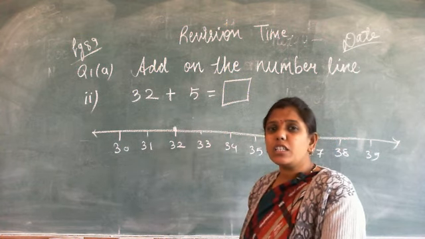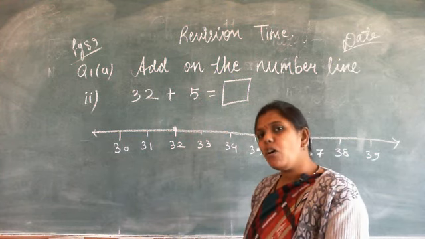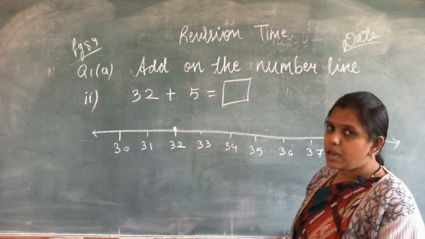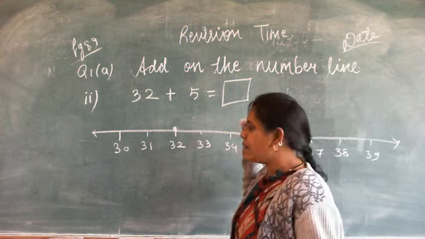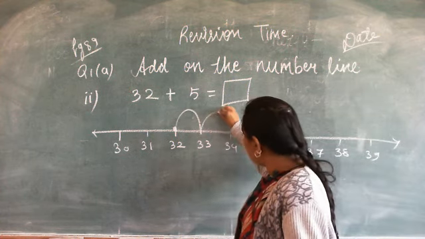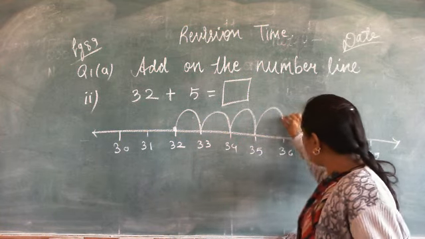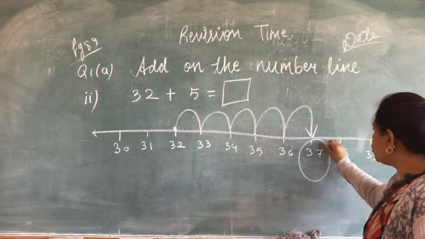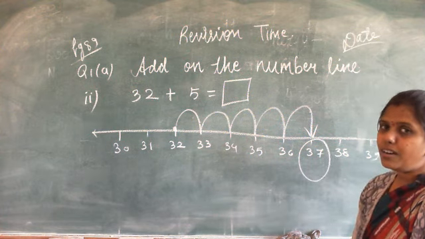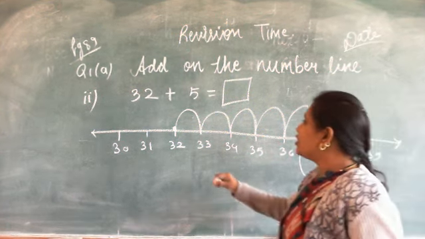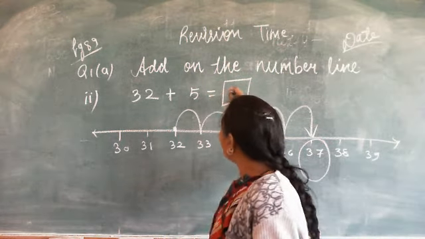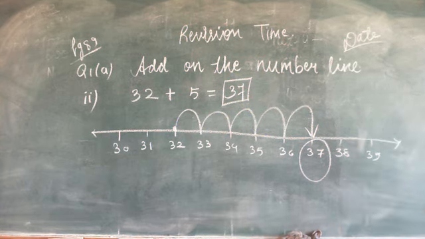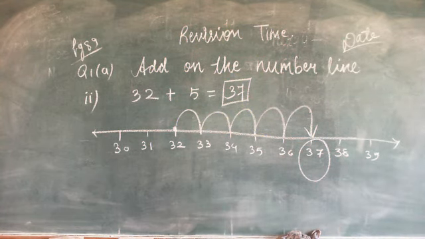So second number कौन सा है हमारा? Our second number is number 5. That means हमें 5 step move करना है. So we have to move 5 steps. So start counting with me. 5 steps. 1, 2, 3, 4 and 5. 5 steps चले. And on which number we stop? We stop at number 37. So answer of 32 plus 5 is 37. Write fast.